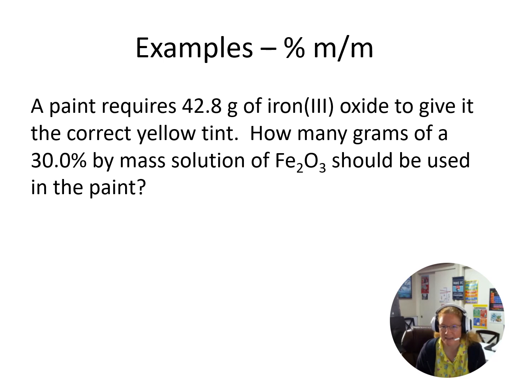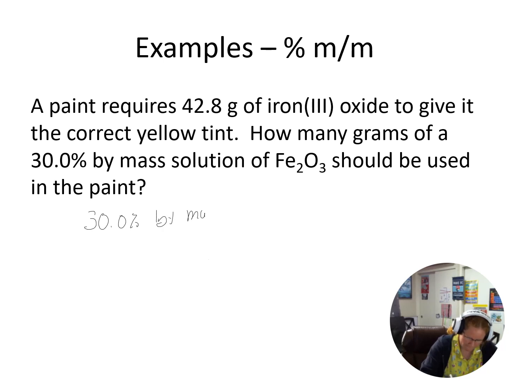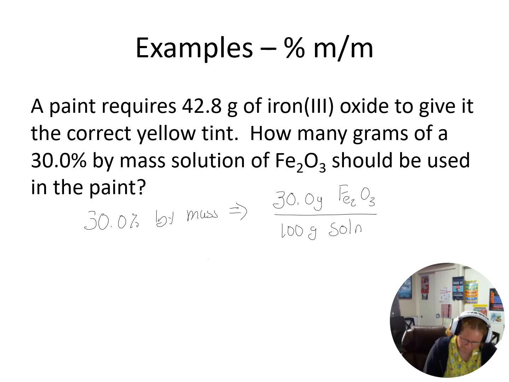Now we can use mass percent as a conversion factor. So here I've got a paint that needs a certain amount of iron(III) oxide to give it the correct color. So I have a solution that's 30% by mass iron(III) oxide. So what does that mean? My 30% by mass. What I can say is that I have 30 grams over my solution. So I can use that as a conversion factor.